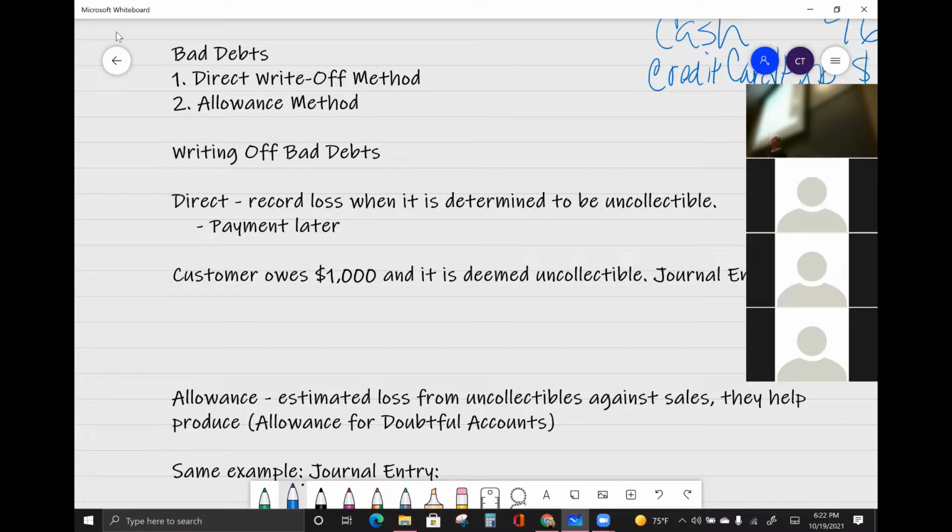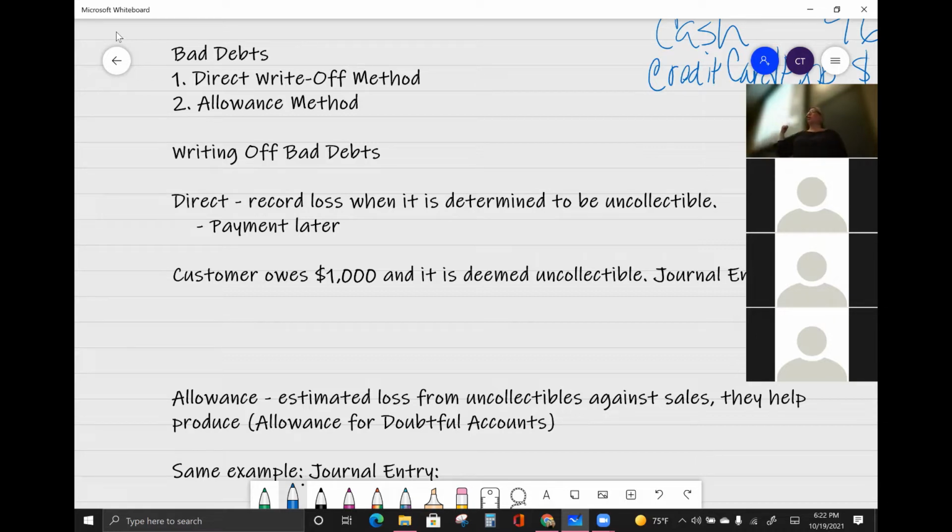So if I'm writing off in a direct method, that means that I am going to write that expense off when I determine that that accounts receivable is not collectible. I've determined it's bad debt. I'm going to expense it. It's $500, bad debt expense $500, a debit, and I'm crediting accounts receivable Joe $500.